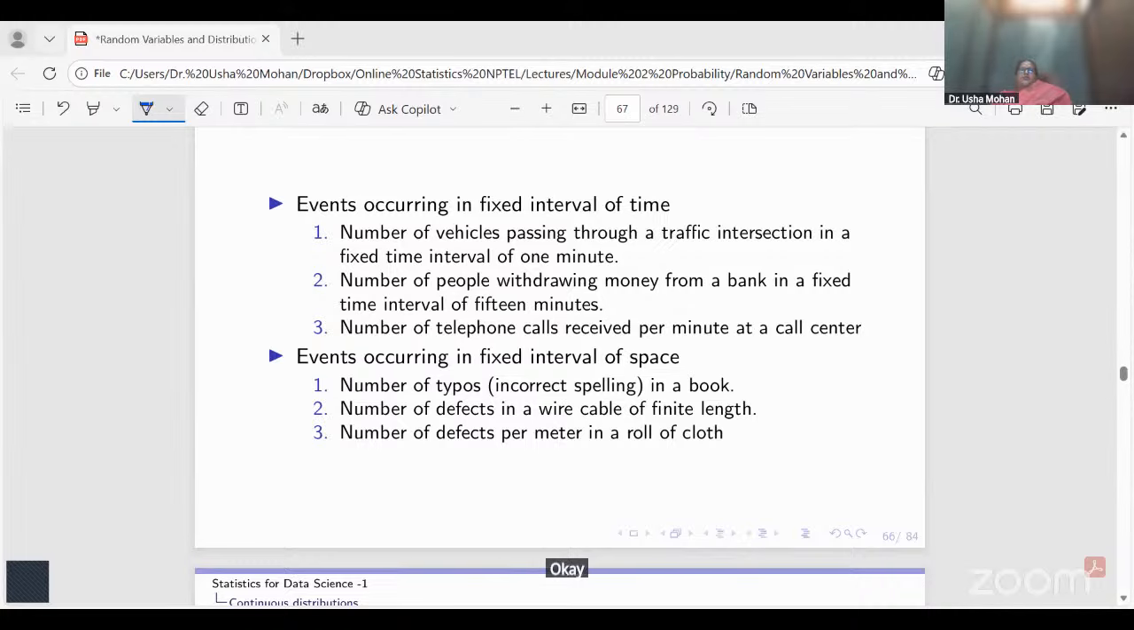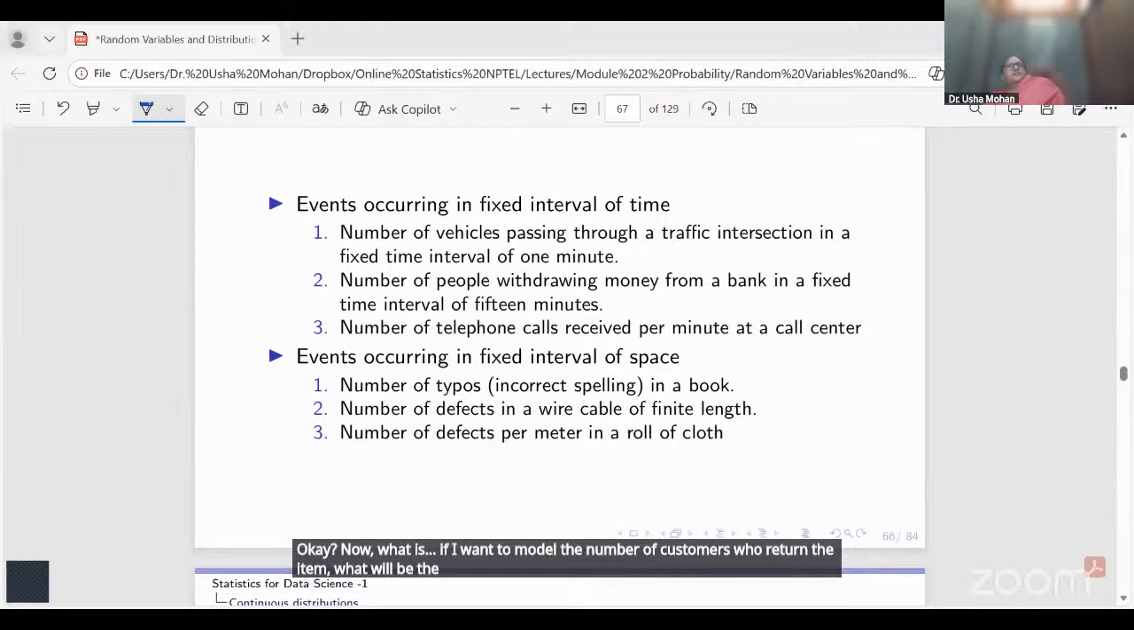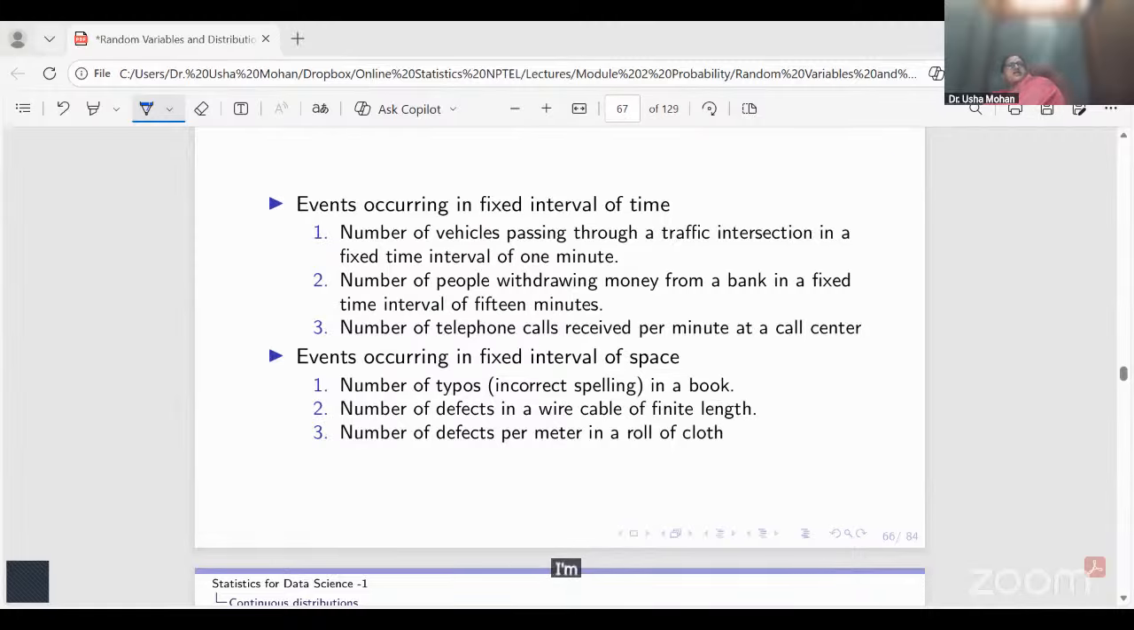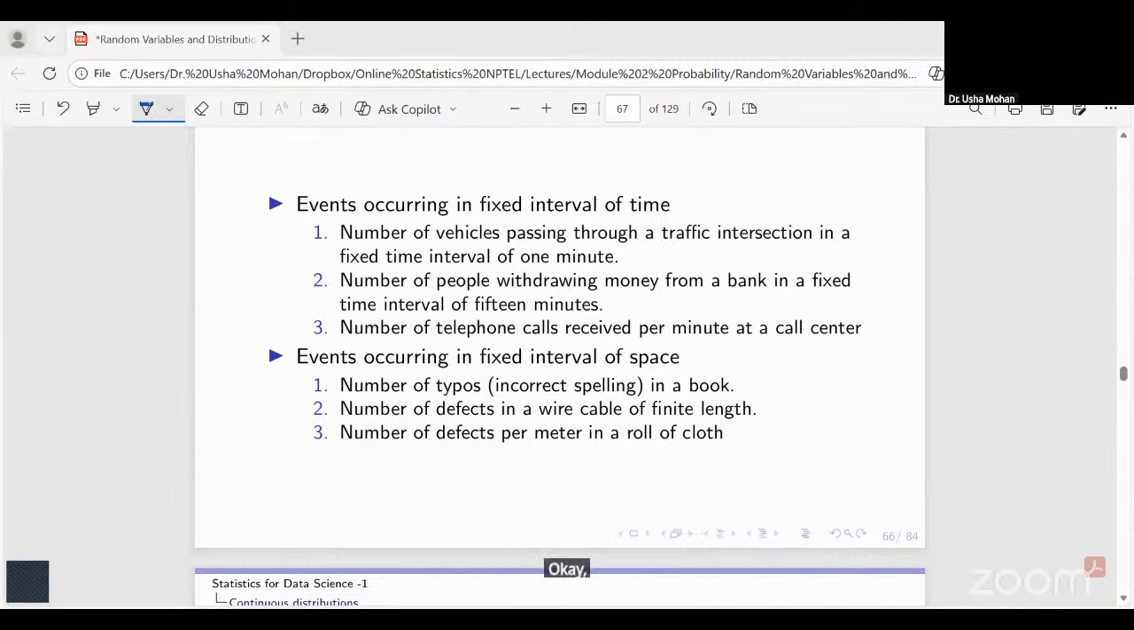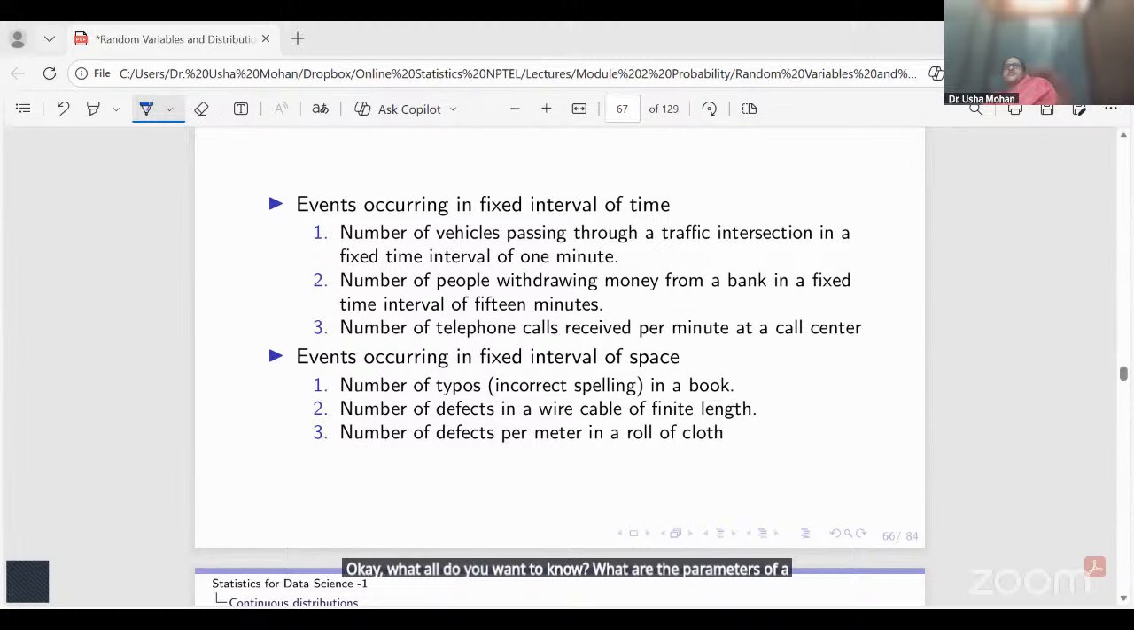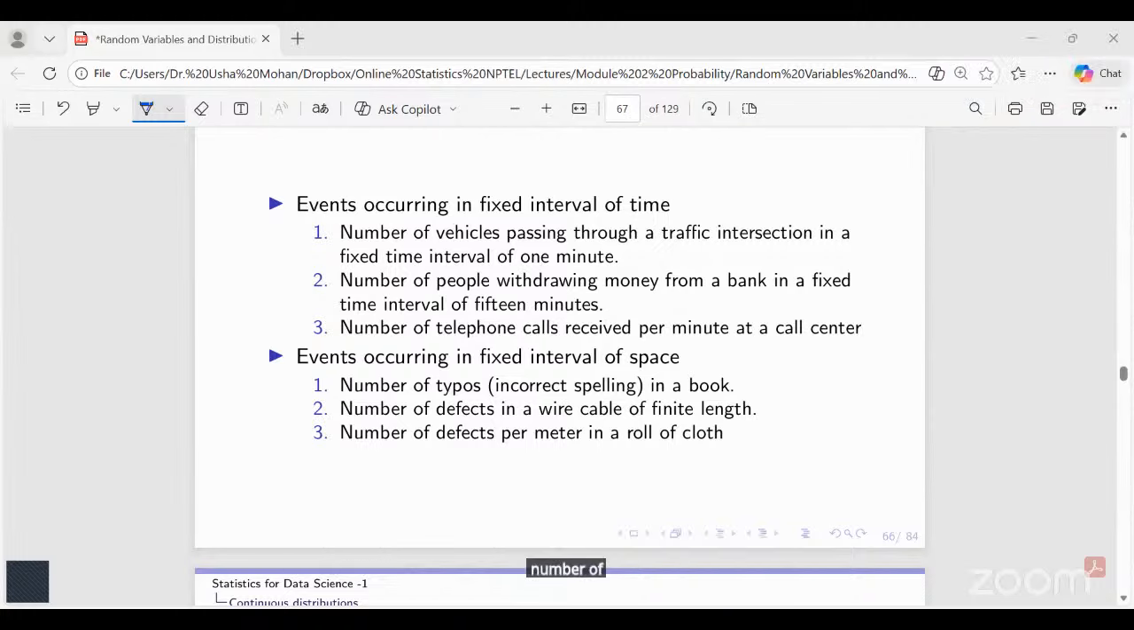Now, if I want to model the number of customers who return the item, what will be the distribution? I'm observing that 10% of the customers return items, and on a particular day, 20 customers purchased items from this company. What would be the probability that exactly 5 customers would return the item? You model it as binomial. What are the parameters of a binomial distribution? Number of trials and the probability of return.